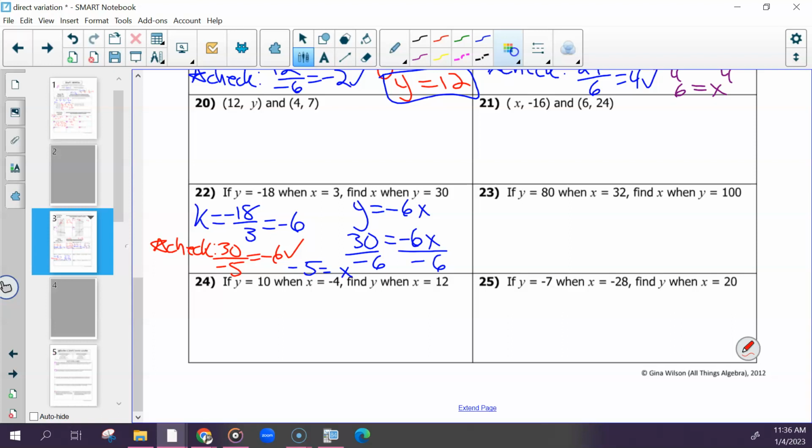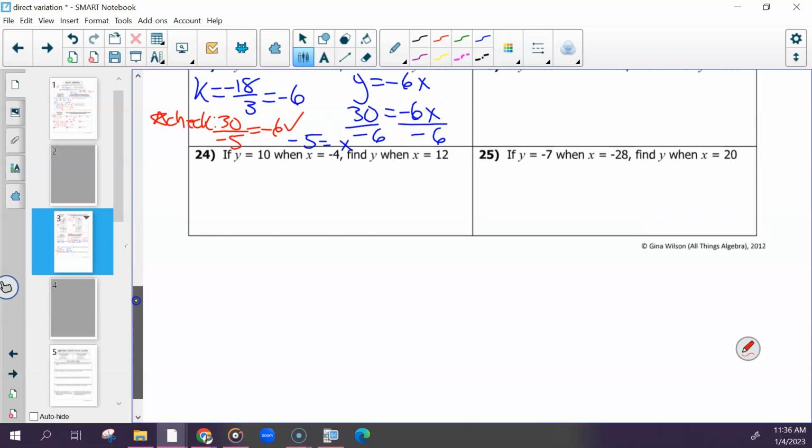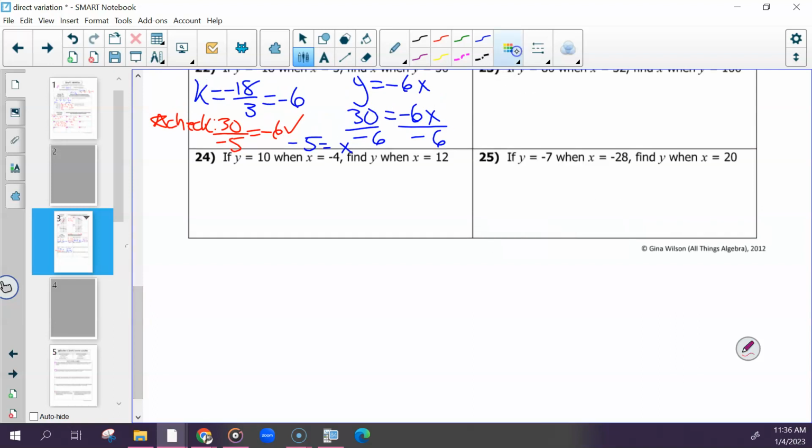And then we're going to do one more of these and then move on. Let's do 24. Same as before, same process. Find your k value, 10 and negative 4. Simplify that. So that would give you negative 5 over 2. So our k value is going to be a fraction. So y equals negative 5 over 2x would be our direct variation equation.